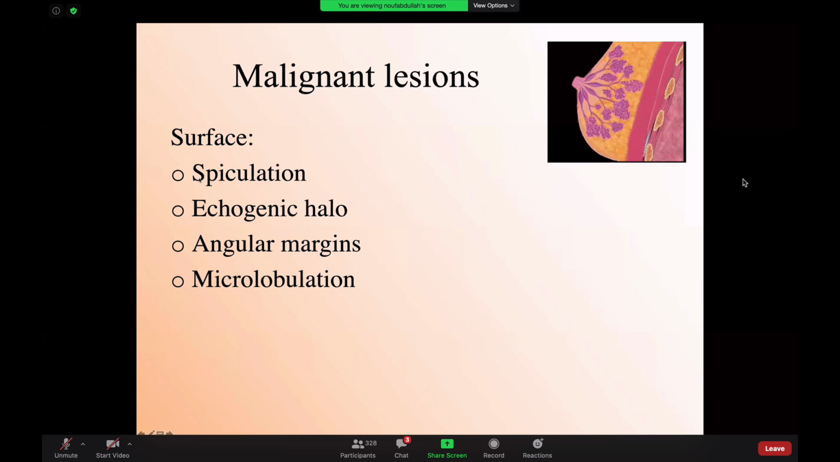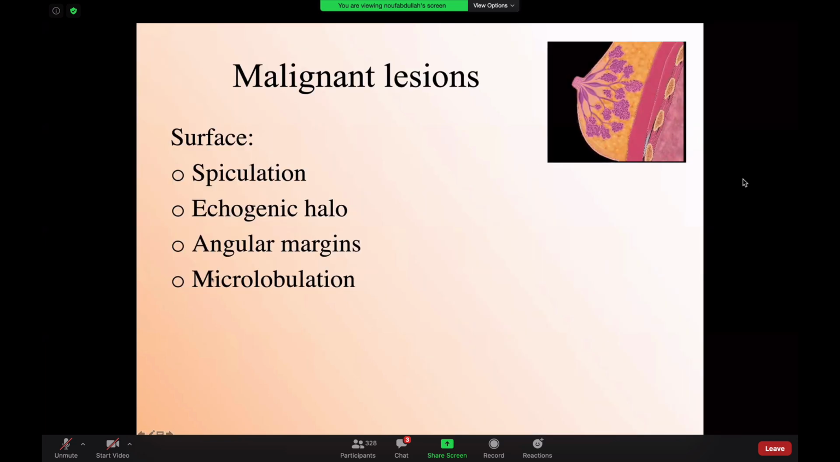So if you see a spiculated lesion, you know that you're dealing with something malignant. If you think you're having an echogenic halo around the lesion, you know that you're dealing with a BI-RADS 4 lesion. If you see an angular margin, you know that you're dealing with a BI-RADS 4 lesion. If you see a microlobulated margin, you know that you are dealing with a suspicious lesion. So any one of these is a BI-RADS 4 immediately.